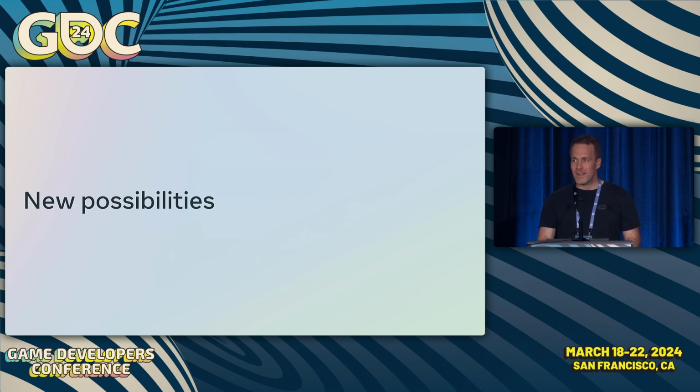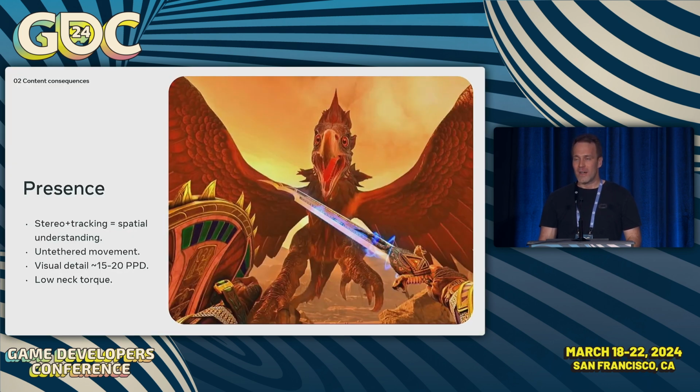On the plus side, there are a lot of things you can do. We've talked a lot over the last 10 years about presence and how spatial understanding can maximize the emotional impact of your content. We know that seeing stereopsis and having tracked head movement with the fidelity that we provide can make you really feel present, subconsciously, in another place.